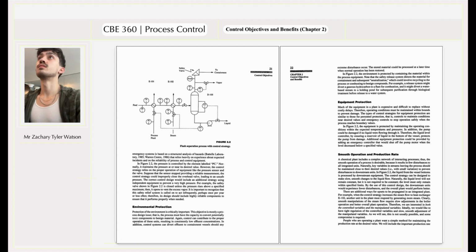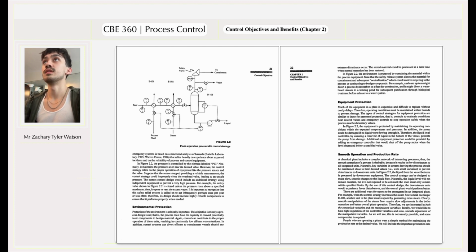So, moving on to the second control objective, environmental protection. Protection of the environment is critically important. This objective is mostly a process design issue. That is, the process must have the capacity to convert potentially toxic components to benign materials. Again, control can contribute to the proper operation of these units, resulting in consistently low effluent concentrations. In addition, control systems can divert effluent to containment vessels should any extreme disturbance occur. The stored material could be processed at a later time when normal operation has been restored.